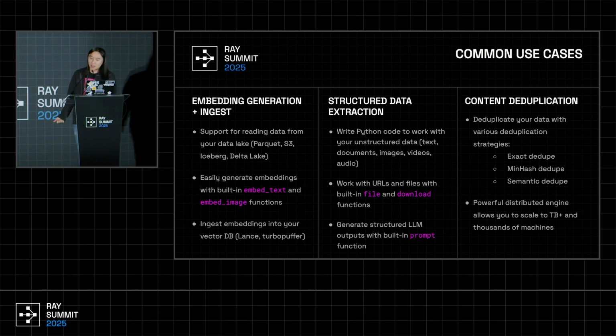Finally, content deduplication is a use case where you may have data that you want to use for training, and you want to, say, deduplicate that data and clean it up before you pass it into your training pipelines. And so we support things like exact, min-hash, and semantic deduplication. And with our distributed engine running on top of Ray, we allow you to scale that up to terabytes of data that you're able to dedupe.